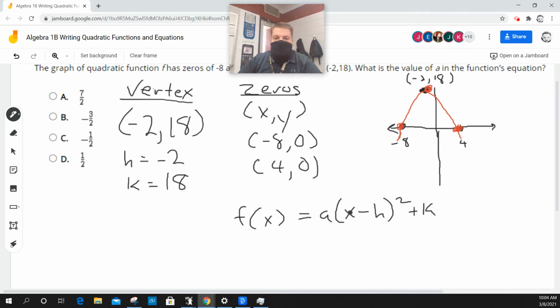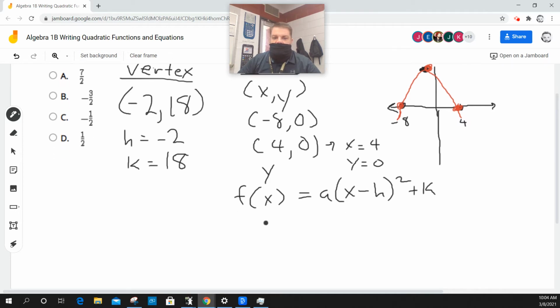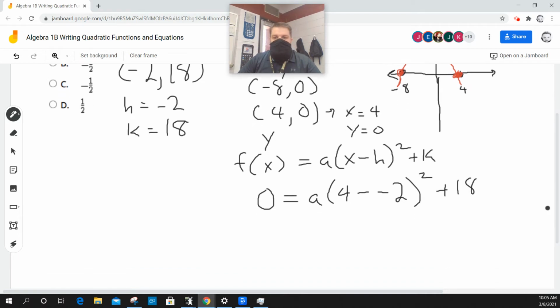So then I could do all this at once if I want to, right? Remember, this is like y and this is like x. So I'm going to choose x equals 4 and y equals 0. Now wherever there's a y, I'm going to plug a 0. A stays a. My x value I'm going to plug in is 4 minus my h value, which is -2. Square that plus my k value, which is 18. All right, so far so good.